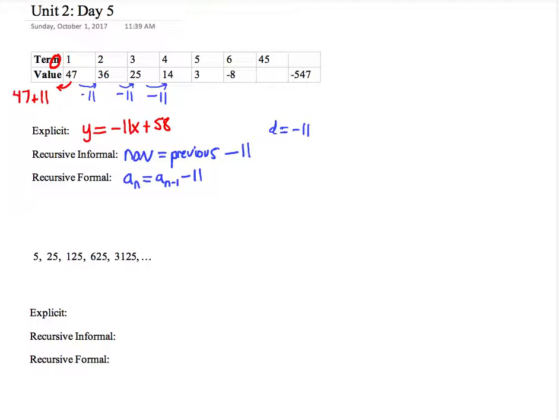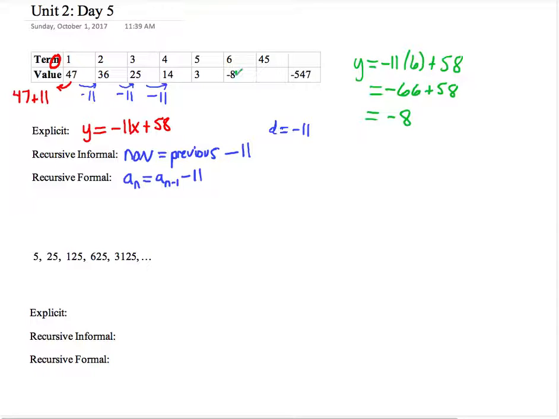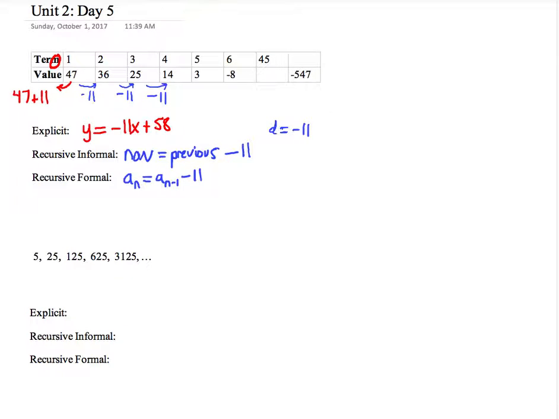So now we could go ahead and try that over here. Let's plug in 6 and see if we get negative 8. So y equals negative 11 times 6 plus 58. I think 11 times 6 is pretty nice. It's negative 66 plus 58, and I think that's going to be negative 8. There it is. I think we're good. Okay, so that was a nice quick check. So our explicit formula is working like it's supposed to work.